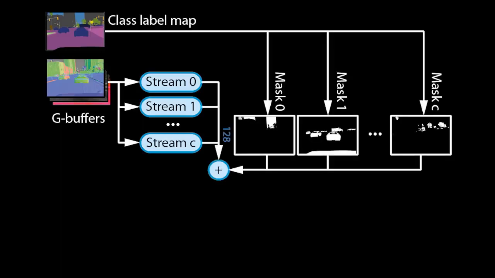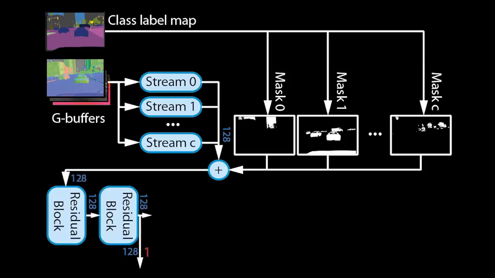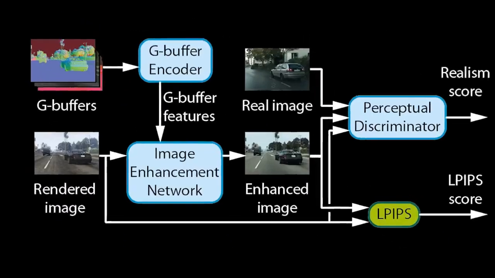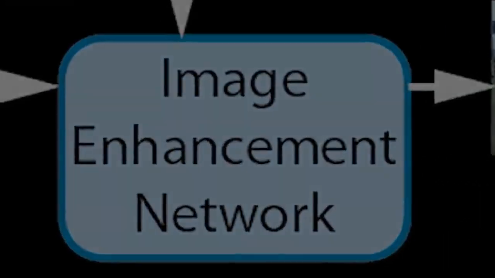From the G-buffers, we can derive a semantic class label map, which assigns an object ID to every pixel. We pass the G-buffers through multiple convolutional network streams and fuse the streams again based on the object IDs. This allows the encoder to learn different ways of processing for each type of object. For example, trees will be treated differently from cars. The resulting feature tensors are further processed by residual blocks, which output tensors at multiple scales. Let us now look at the image enhancement network to see what we can do with these multi-scale tensors.